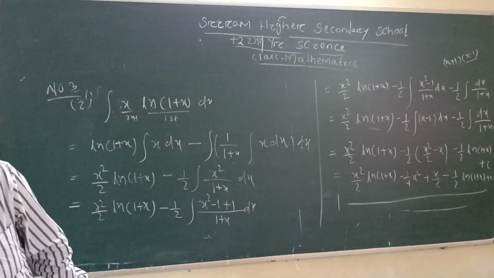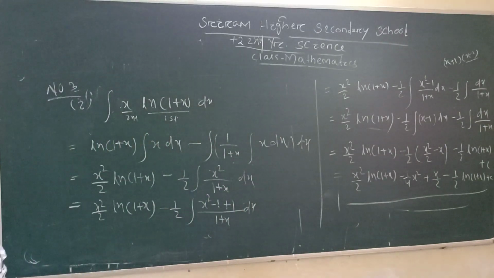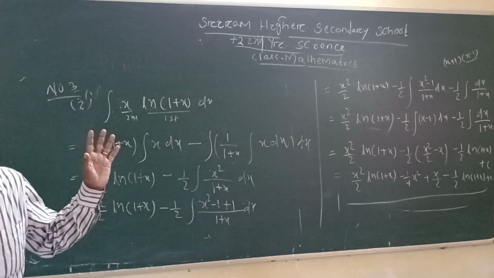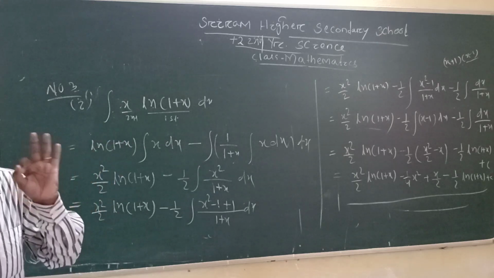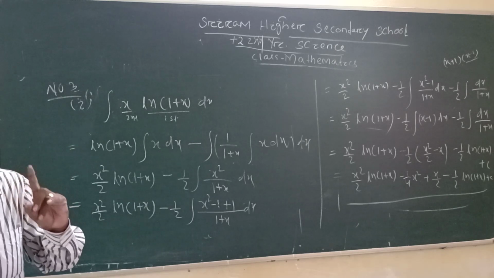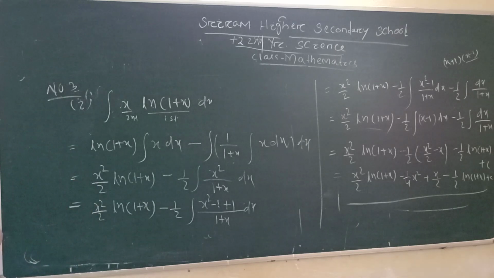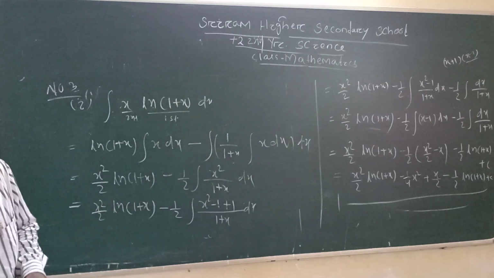Number 3 I. Okay, so that question can be solved in this way. Now I am going to one more example, number 4, with only a logarithm function, that is ln(x square plus 1). Now I am going to solve this question also, number 3 IV.